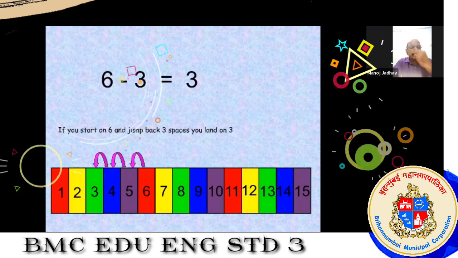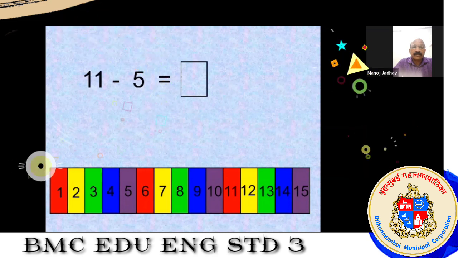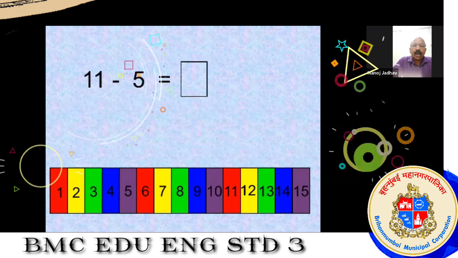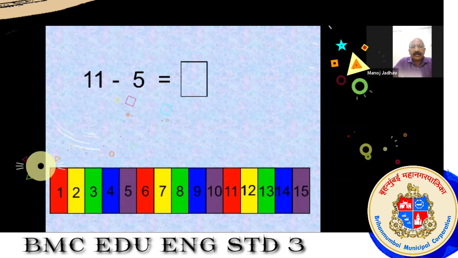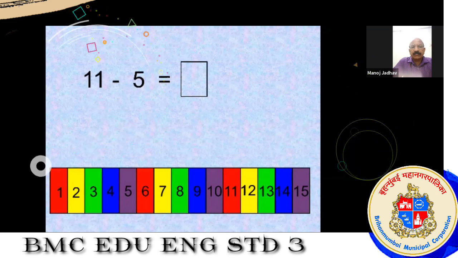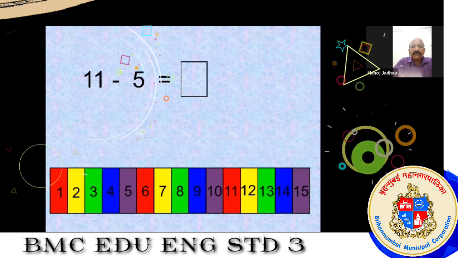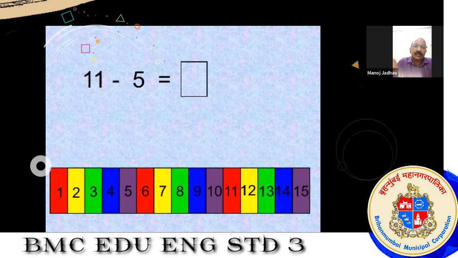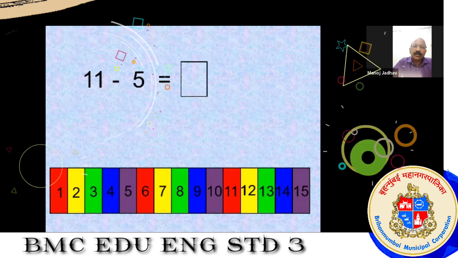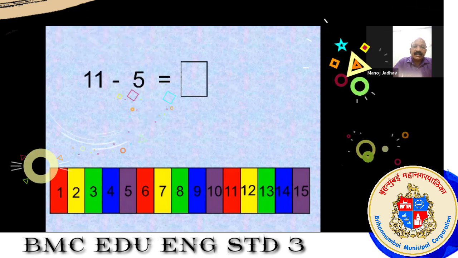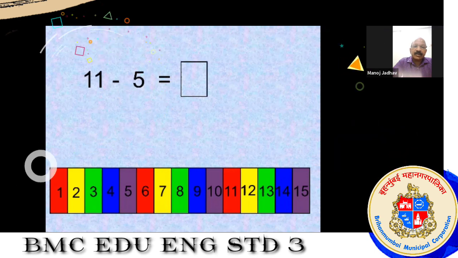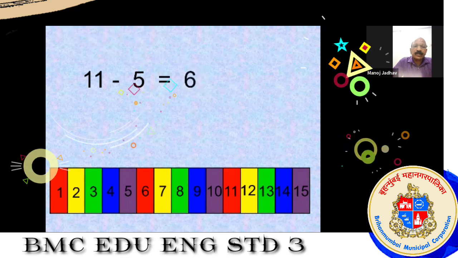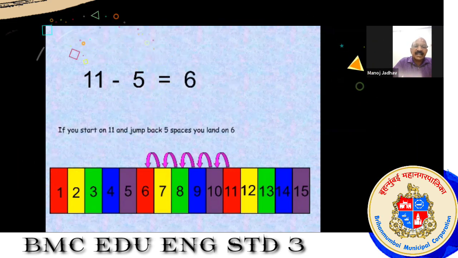Similarly, see one more example. Very good. Now see one more example. 11 minus 5. Again we can see a color track below this, where we can see number 11. And from that number 11, we are going to come back 5 places backward. 11 to 10, 10 to 9, 9 to 8, 8 to 7, and 7 to 6.